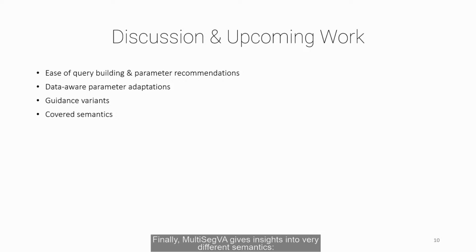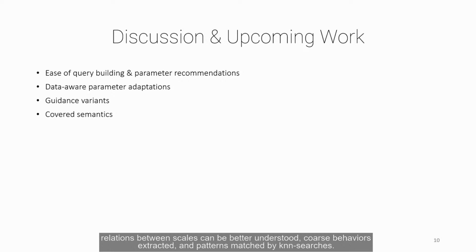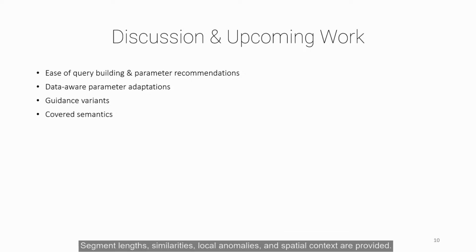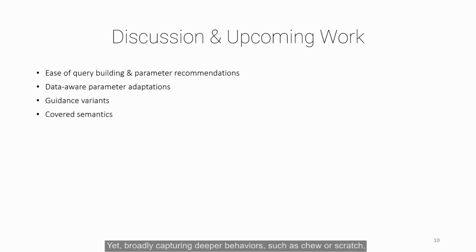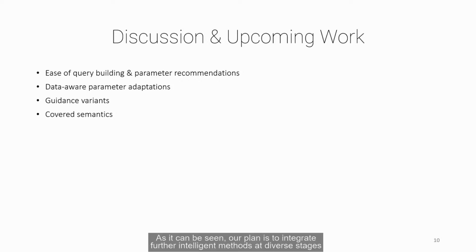Finally, MultiSegVA gives insights into very different semantics. Relations between scales can be better understood, coarse behaviors extracted, and patterns matched by KNN searches. Segment lengths, similarities, local anomalies, and spatial contexts are provided. Yet, broadly capturing deeper behaviors, such as chew or scratch, will require more complex and learning techniques. As it can be seen, our plan is to integrate further intelligent methods at diverse stages to make our platform even more powerful.